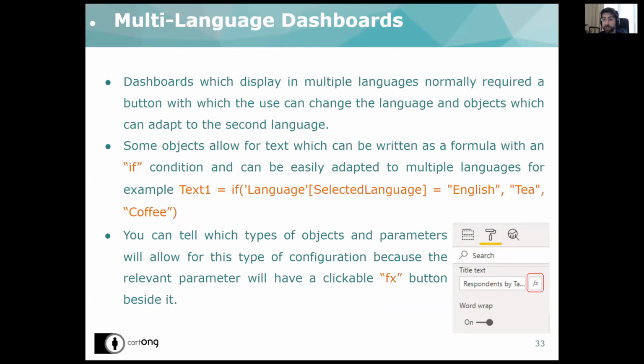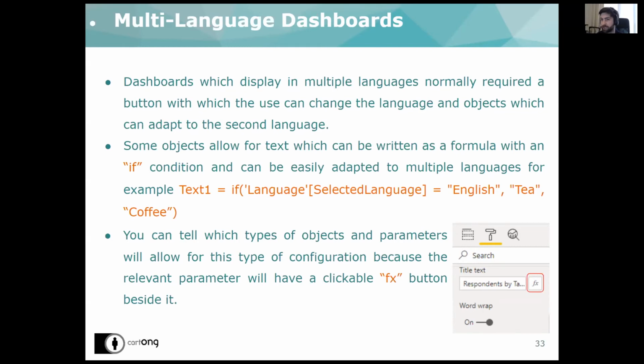Some objects are naturally possible to adapt. Some objects you can write formulas which control what's displayed. Other objects are less flexible, and that's why we use the bookmarks. So for an object that allows an adaptation, you can write a formula like the one in orange on the slide, where depending on the current language selected, it will display a different piece of text.